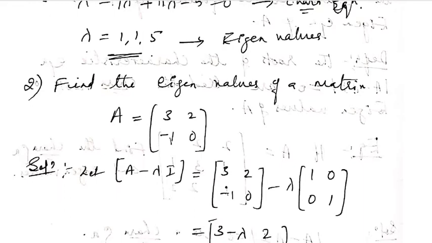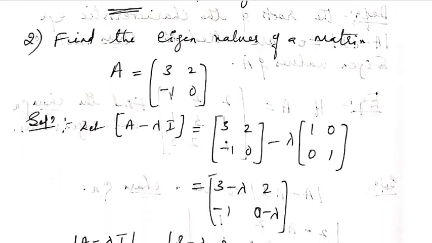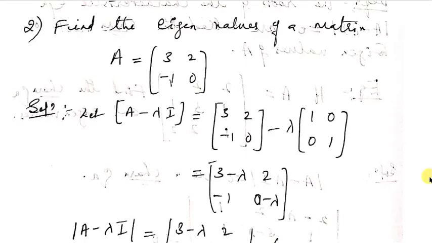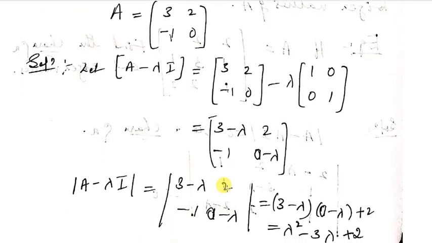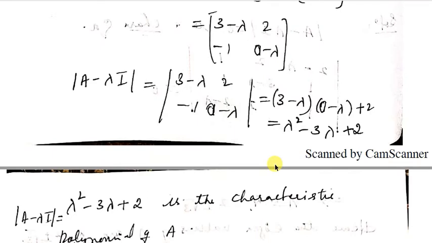In the second example, I have taken a 2 cross 2 matrix, that is, a square matrix of order 2. Firstly, I have found the characteristic matrix A minus lambda I. Here I have clearly shown matrix A minus lambda times the unit matrix, and the difference gives the characteristic matrix 3 minus lambda, 2, minus 1, 0 minus lambda. Then I found the determinant of A minus lambda I and expanded it, from which I got a polynomial as lambda square minus 3 lambda plus 2.